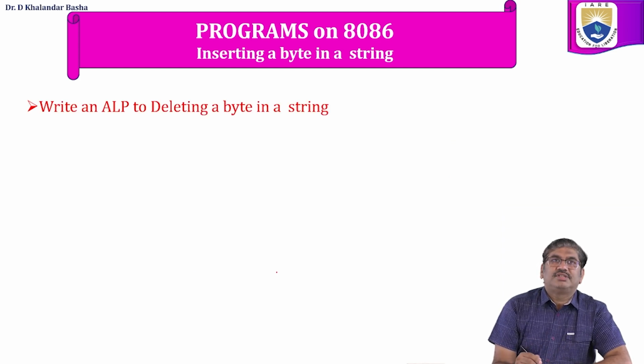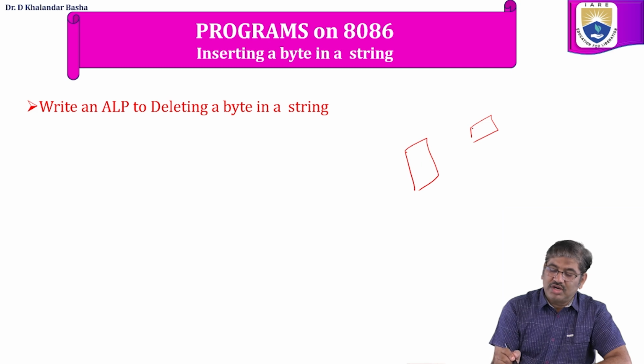The next program is: write an ALP to delete a byte in a string. This is the reverse process of inserting. First, we will take the source string. We will take some pattern. If this pattern ABC is existing in the source string, delete that and copy the remaining elements into the destination.